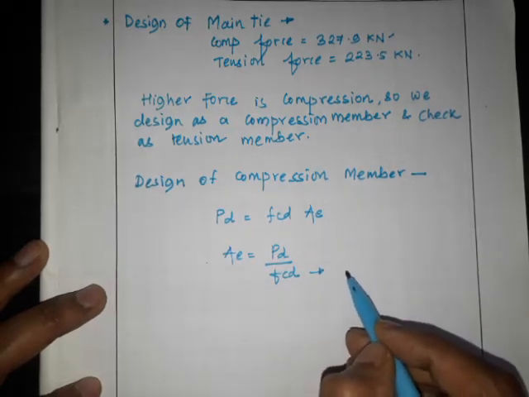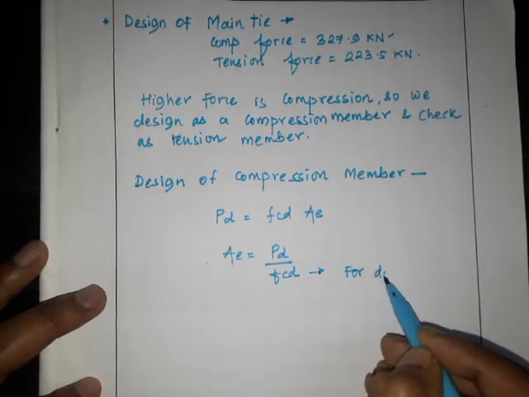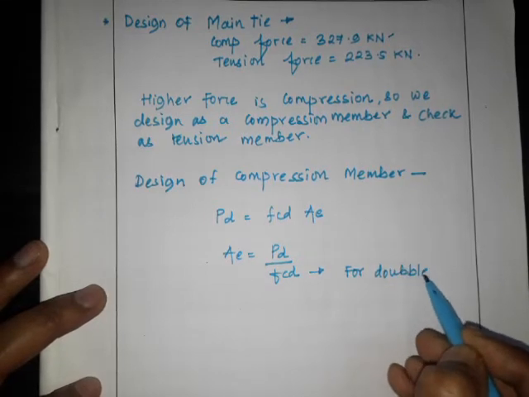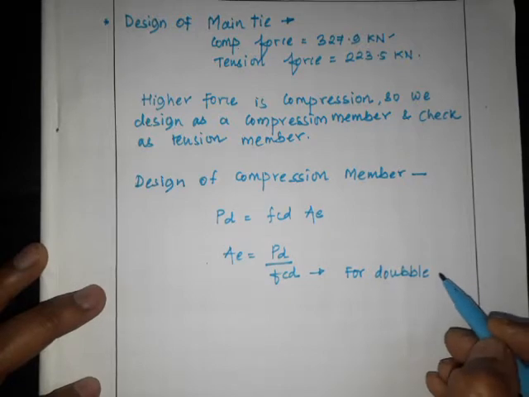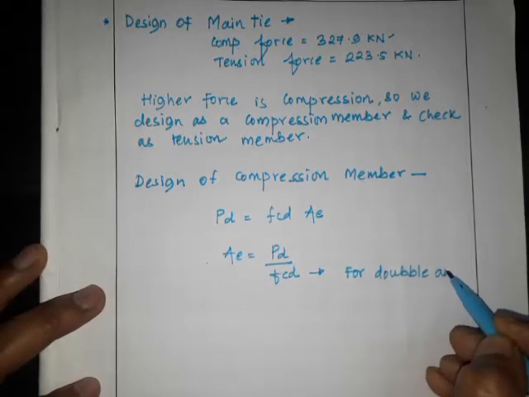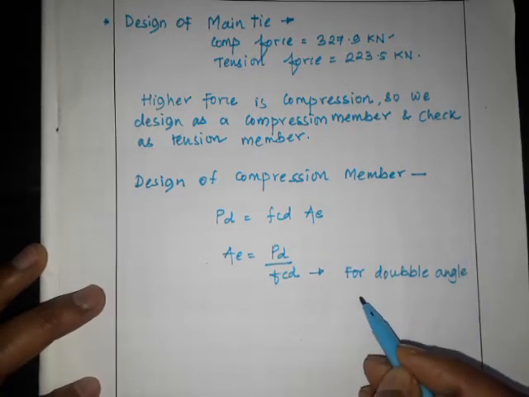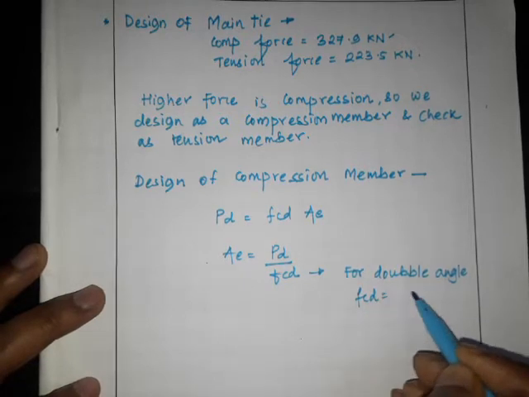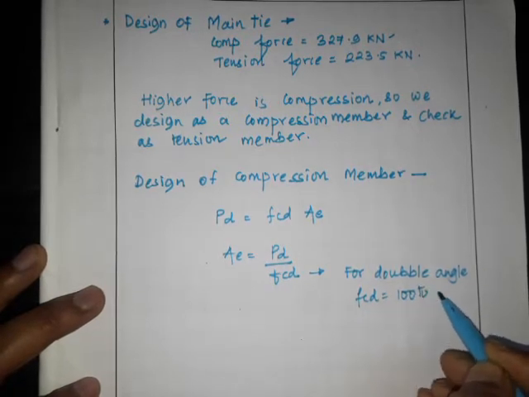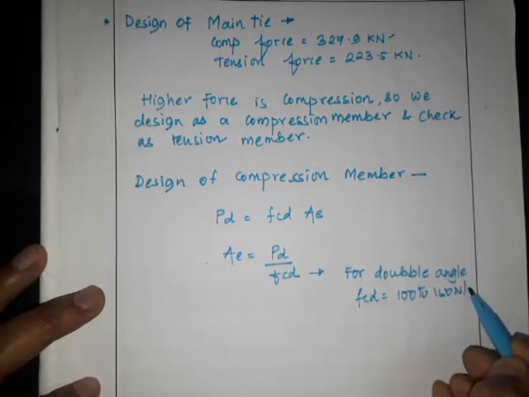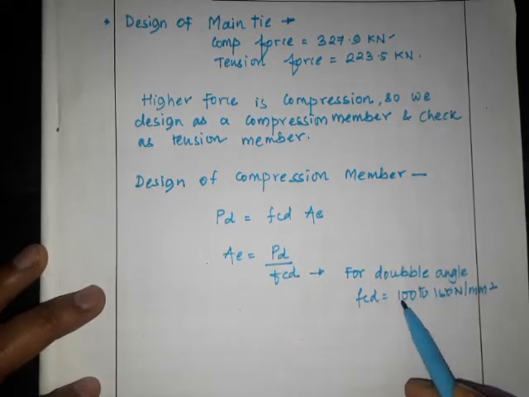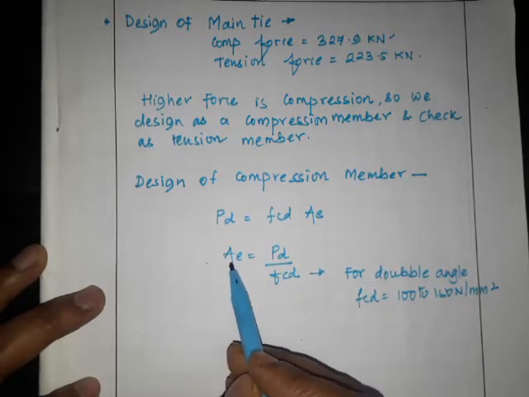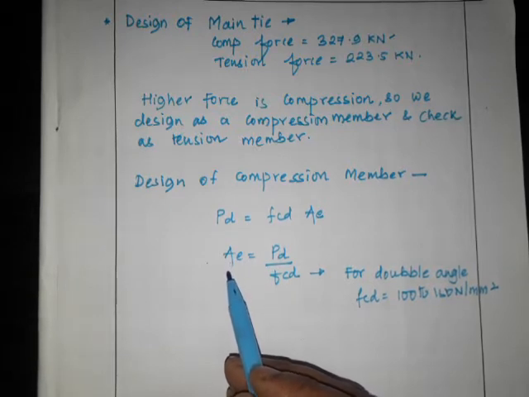so generally we have to provide a double angle. Generally the principal rafter and main tie will be double angle. So for double angle, use FCD is equal to, you can assume 100 to 150 Newton per mm square. You have to assume the value of FCD for double angle 100 to 150 Newton per mm square, and by using this FCD you have to find out A, and you have to select the section.